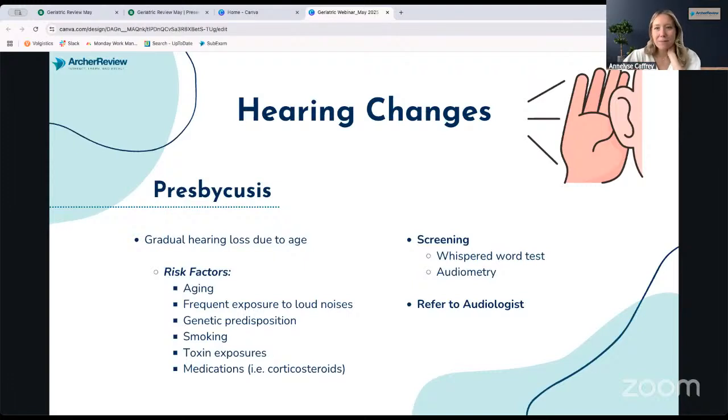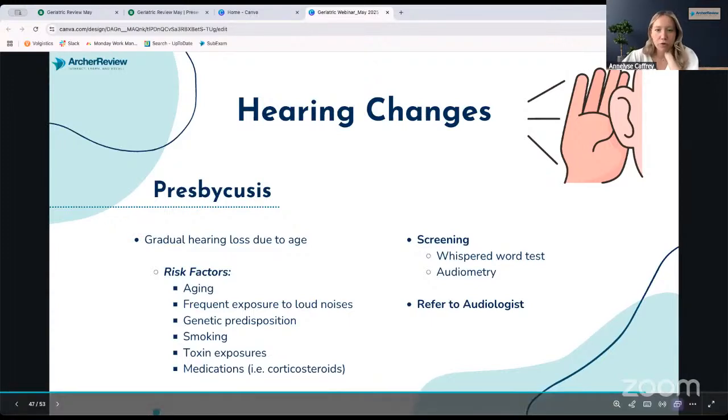Age is the biggest risk factor for this, but also you want to not forget frequent exposure to loud noises, genetic predisposition, smoking's a risk factor. Certain medications can cause it as well.